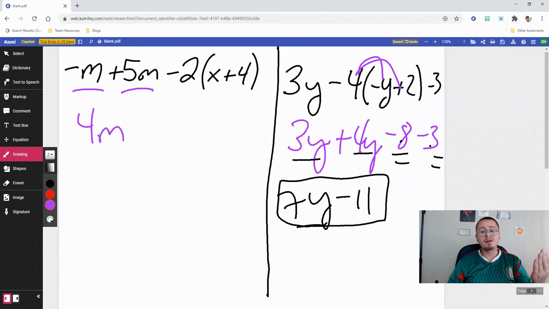Now, you might want to bring that whole thing down, but I am pretty good at math, and I trust myself. It takes a lot to be able to trust yourself. So I'm going to just go ahead and do this all in one step. Negative 2 times x is negative 2x. 4 times negative 2 is negative 8.